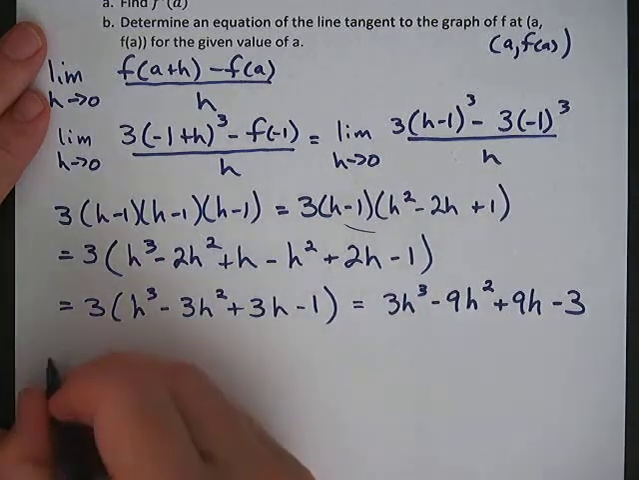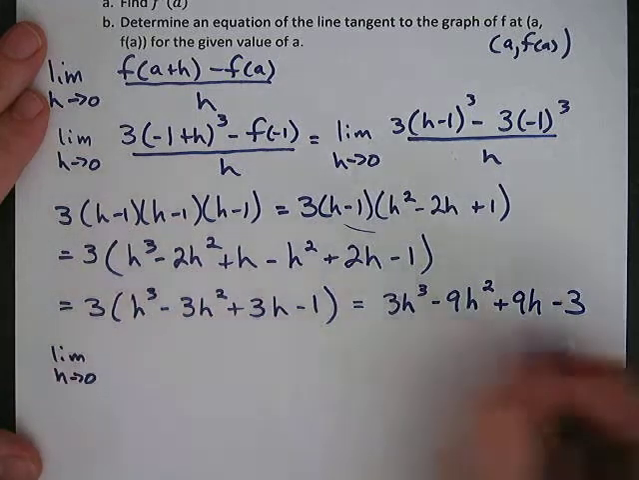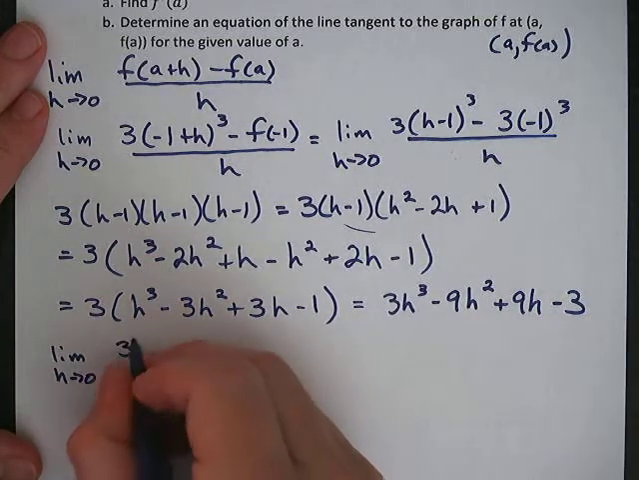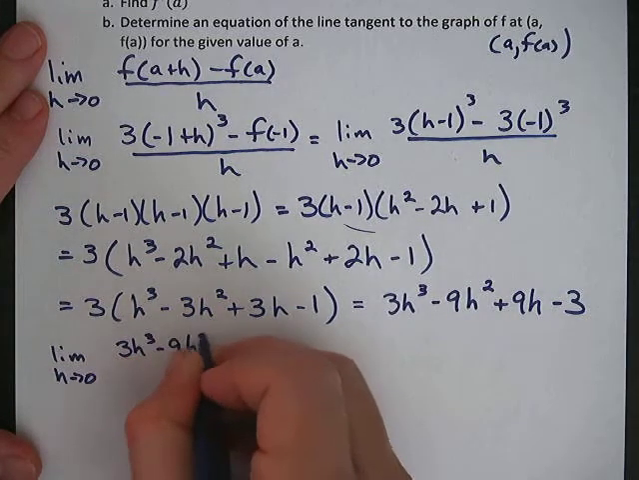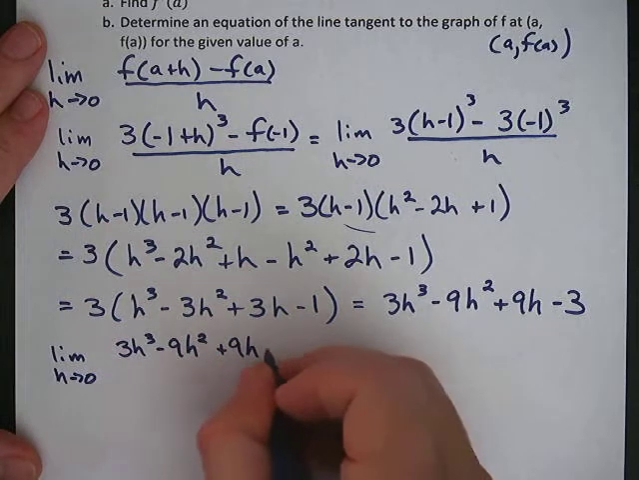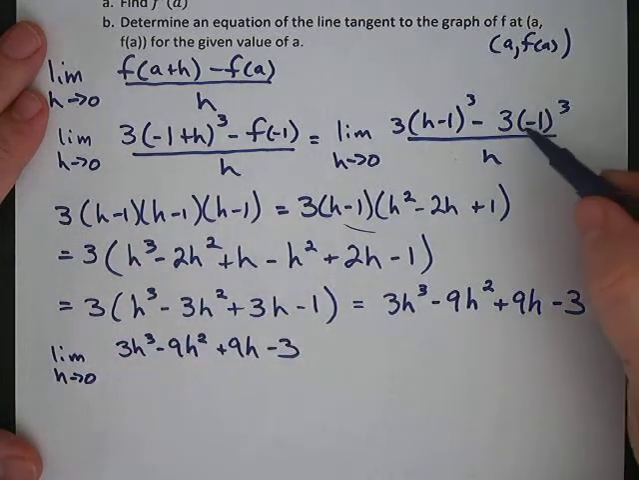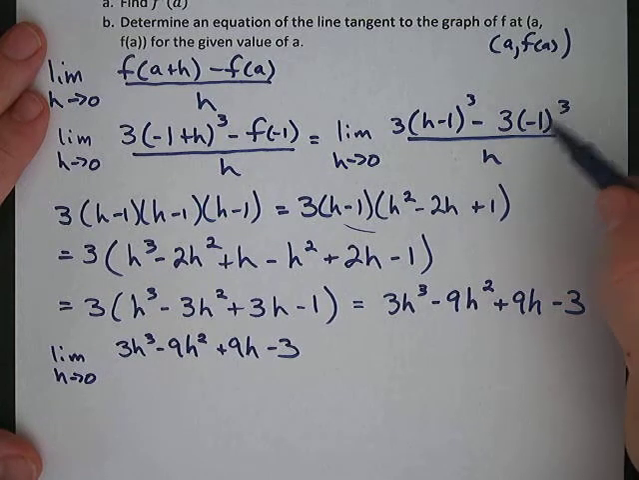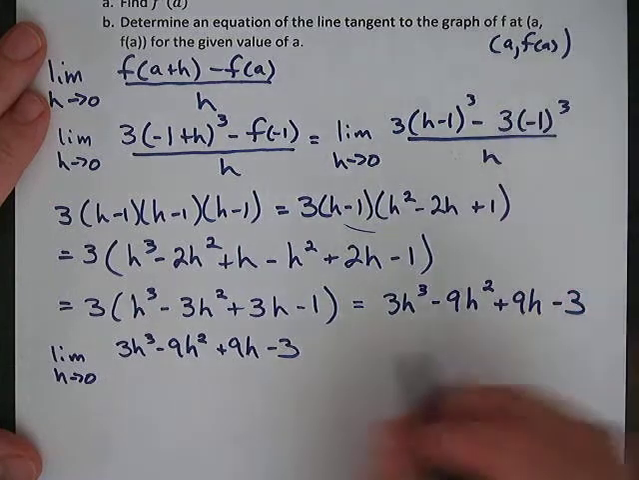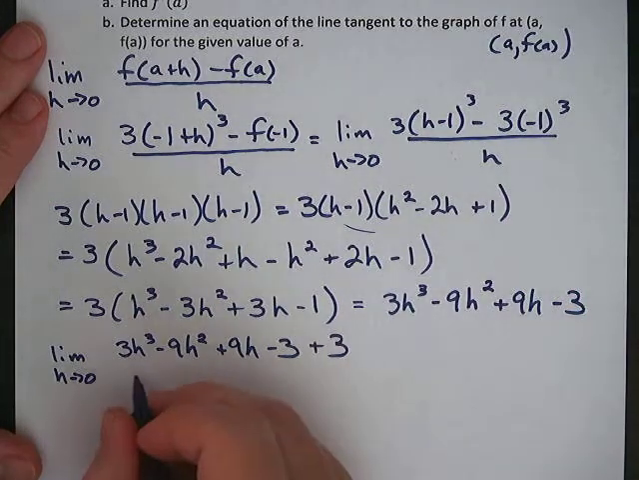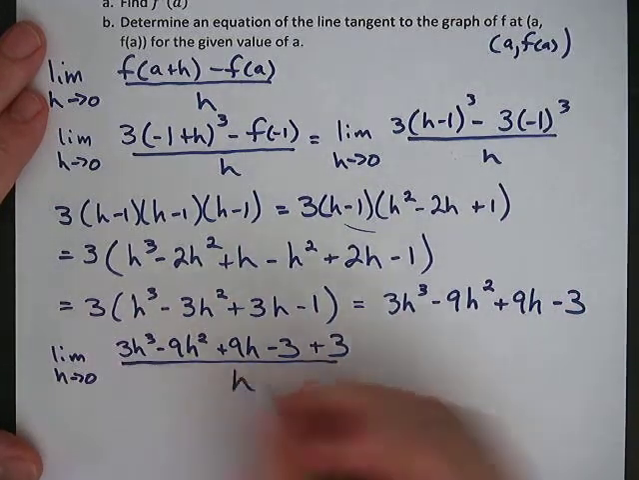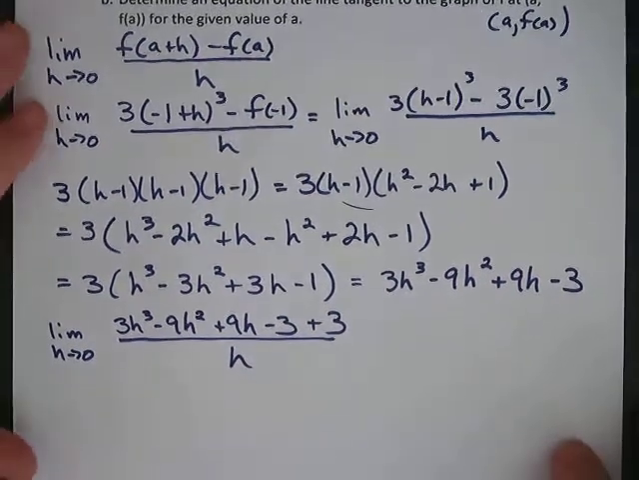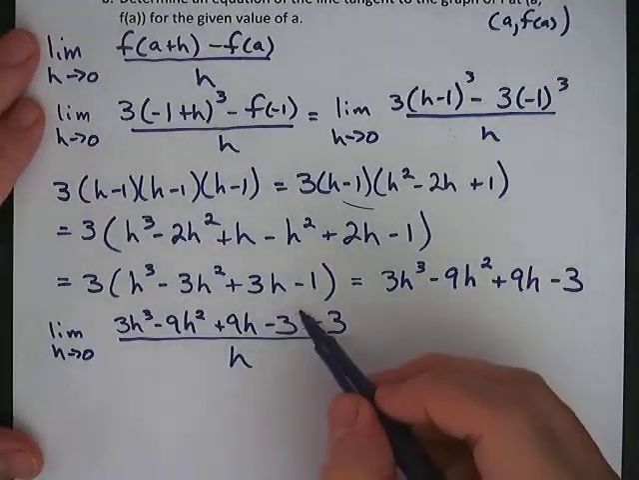Okay, so we have the limit as h approaches 0 of the stuff that we just expanded, so 3h cubed minus 9h squared plus 9h minus 3. And then this term is what? Well, let's see, -1 cubed is still -1. -1 times -3 is +3, so plus 3, all over h. Okay, the -3 and the +3 cancel.